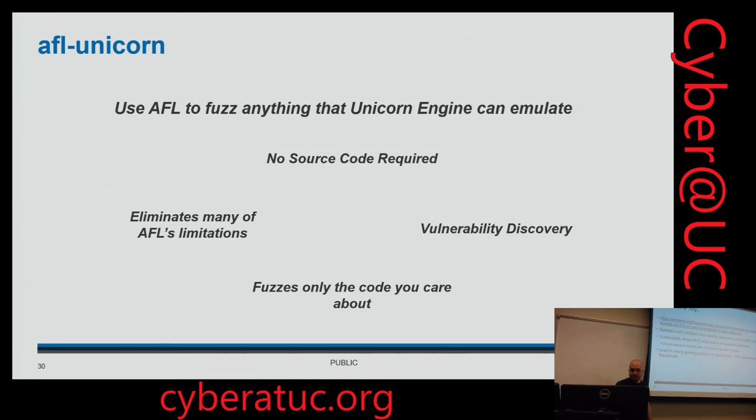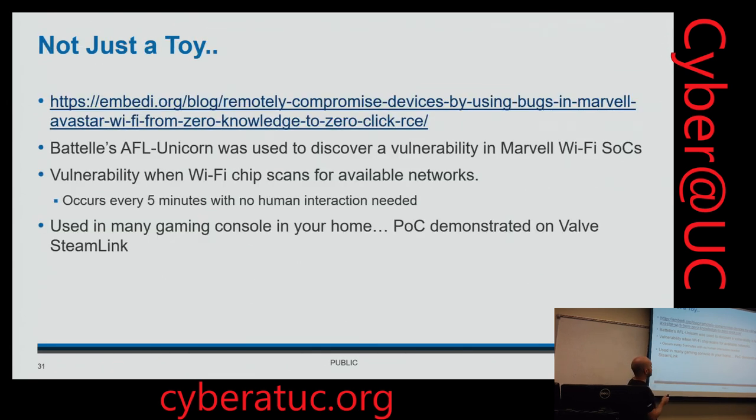And interestingly enough, last month, or actually it was in January, there was an article posted where some guys used AFL Unicorn to find an actual vulnerability in Marvell's Wi-Fi system on chips. These Wi-Fi system on chips are used in a lot of gaming consoles. The one that they demonstrated the proof of concept on was actually the Steam Link. They found a vulnerability in the mechanism for scanning for Wi-Fi networks that this chip does.